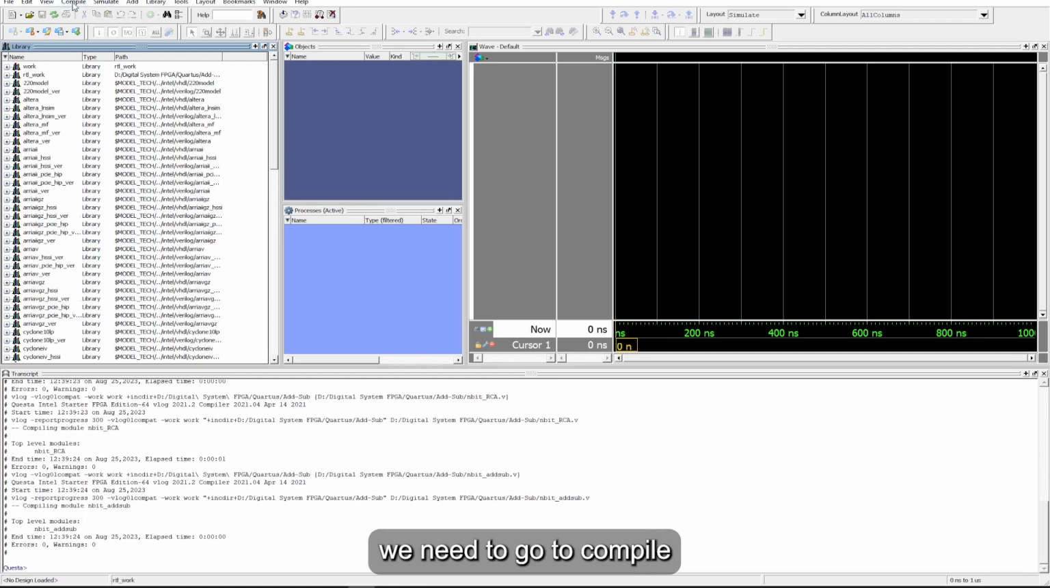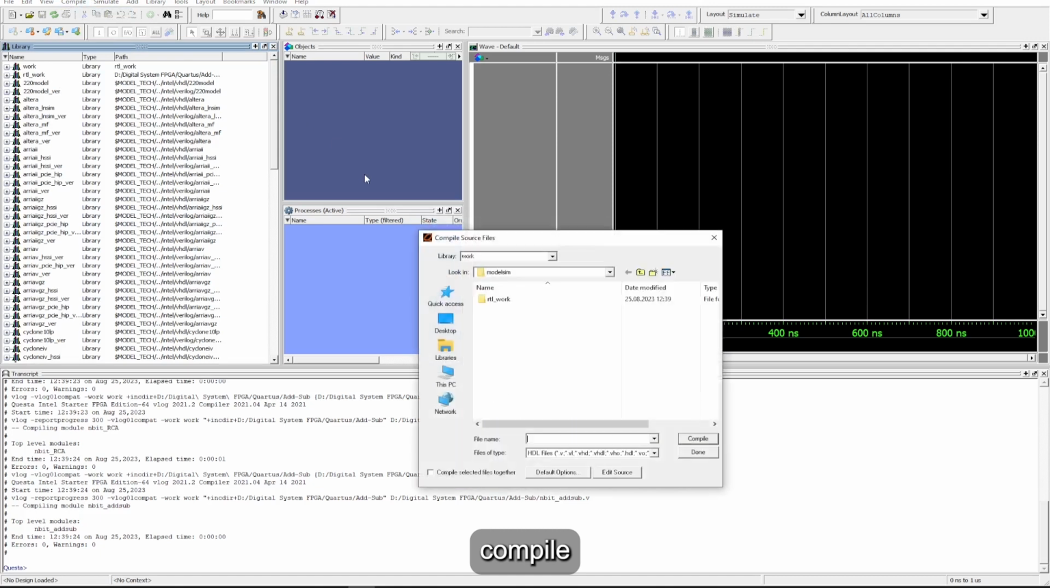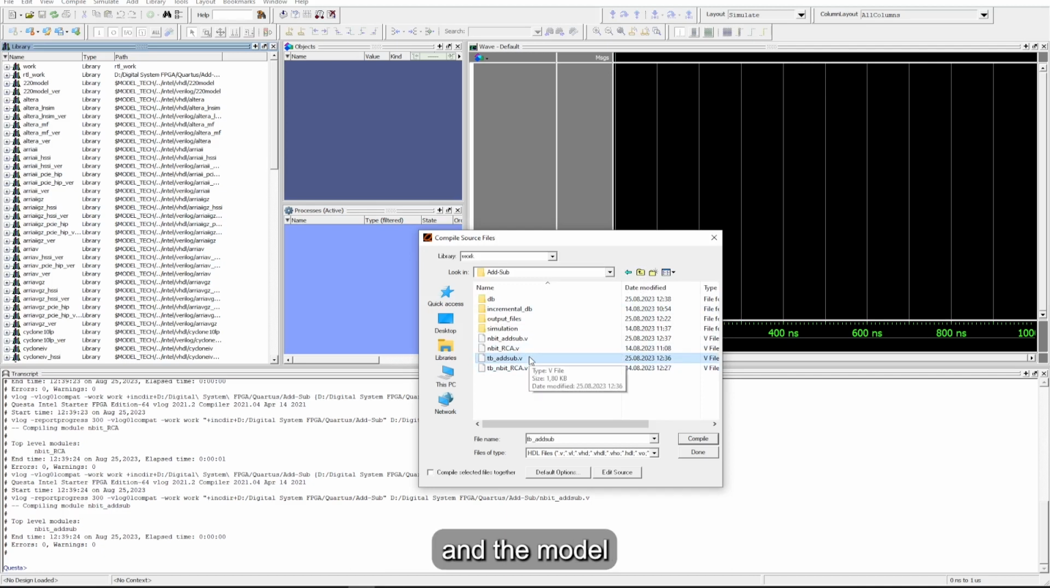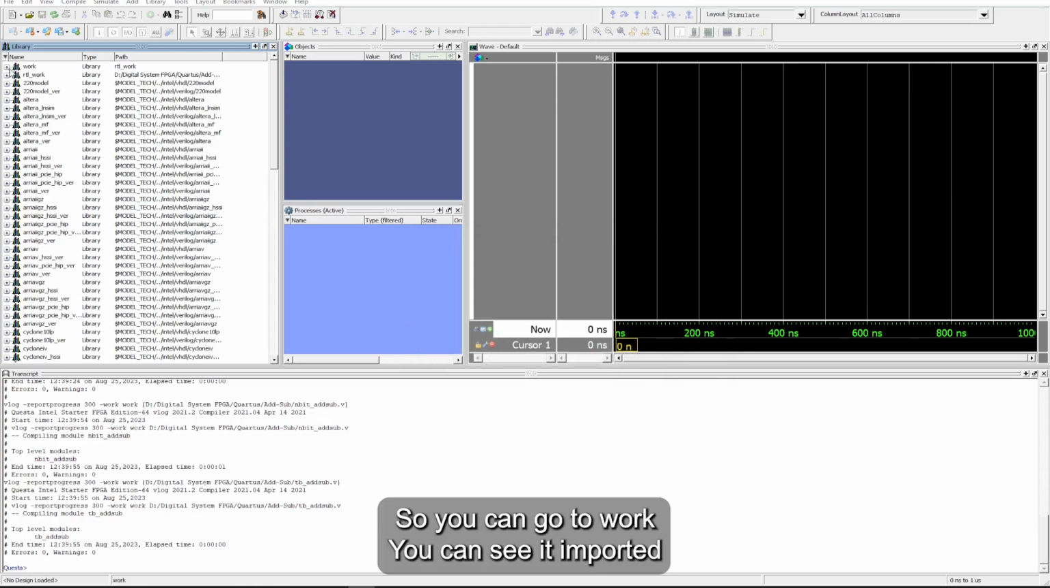What we need to do is go to Compile, and then we need to compile the test bench file for n-bit add sub and the model n-bit add sub. Compile. Done. So you can go to work.